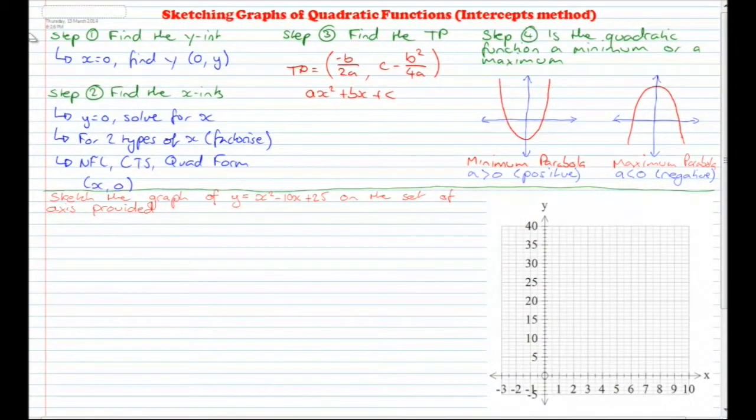So as we've done before, it's time now to press pause and attempt the following question. That is, sketch the graph of y equals x squared minus 10x plus 25 on the set of axes provided. And of course, once you're done, make sure you press play and check your answers against mine.